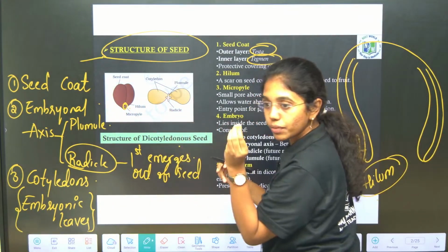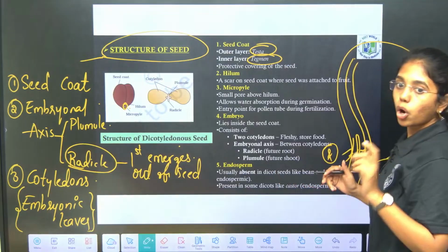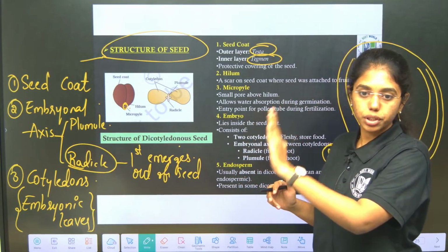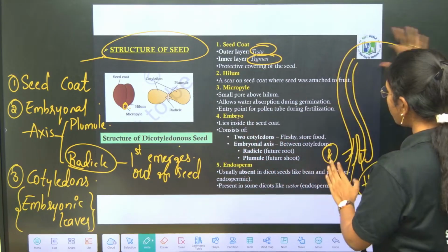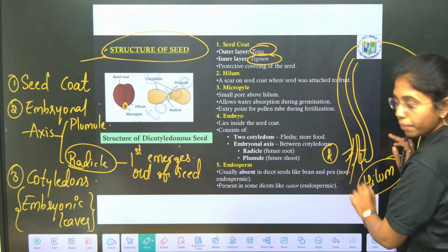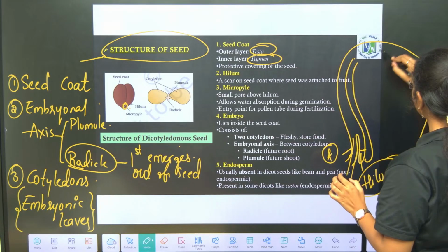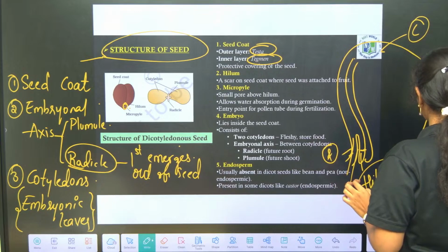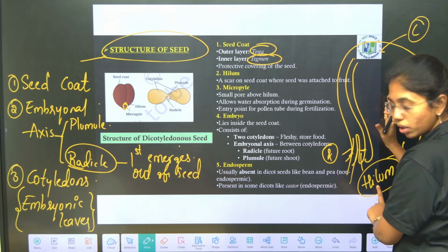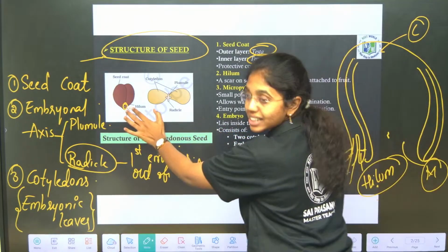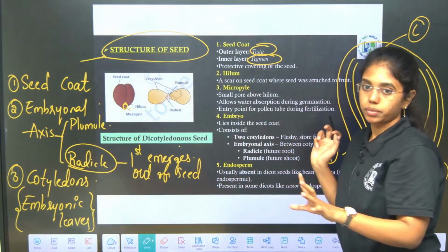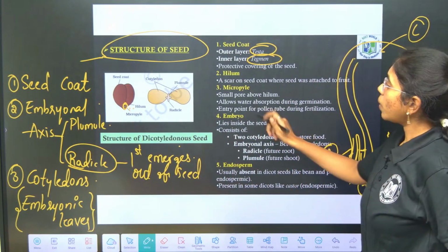Hilum will connect with the fruit. Ovary wall post fertilization turns to fruit. Ovule post fertilization turns to seed. Ovule parts: the stalk of the ovule is funicle and the connecting part is hilum, then integuments, and this is chalazal end, this is micropylar end. Hilum from the ovule, when it turns to seed, is a scar on the seed. This hilum is connecting with the fruit. Understood?